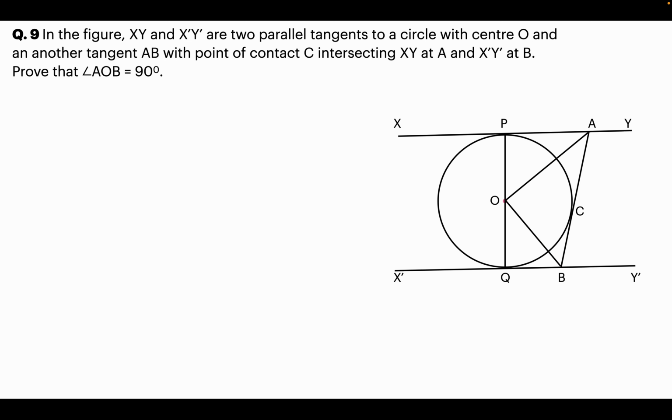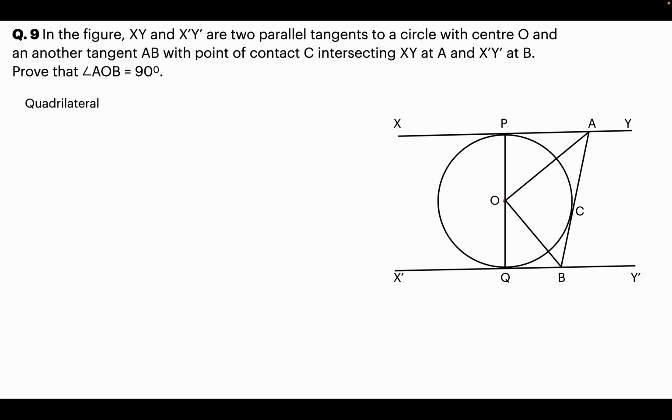Now I can try using quadrilateral properties here, quadrilateral PQBA, but I don't really see something very special about the quadrilateral. It's just a random quadrilateral. But can I use its interior angle property to prove that angle AOB is 90 degrees? If I take the sum of its interior angles, then they don't really feature, or I can't really put it in terms of angle AOB.